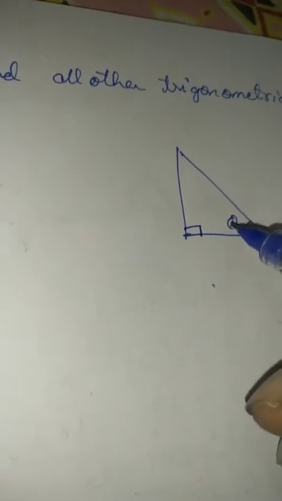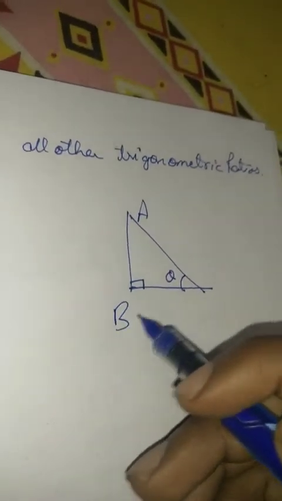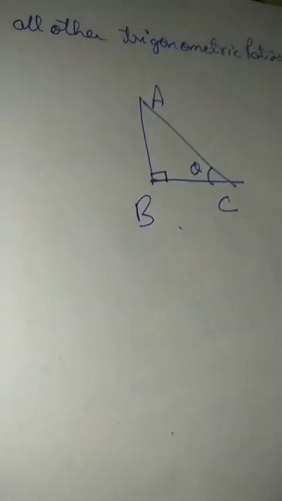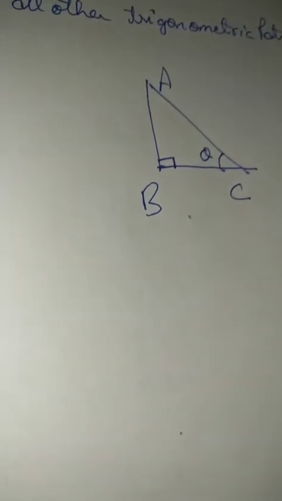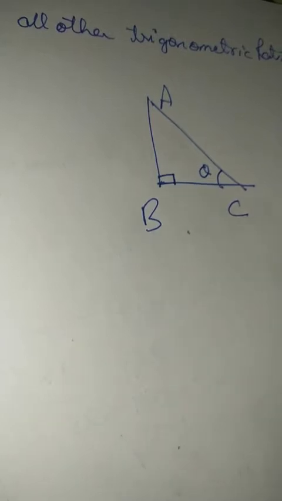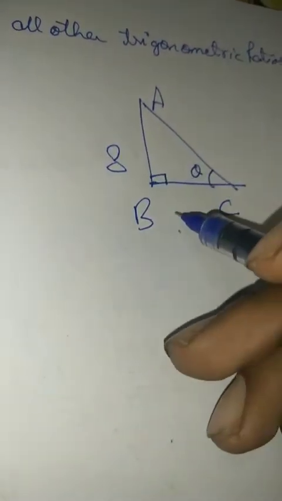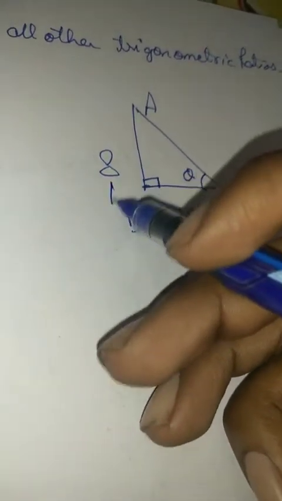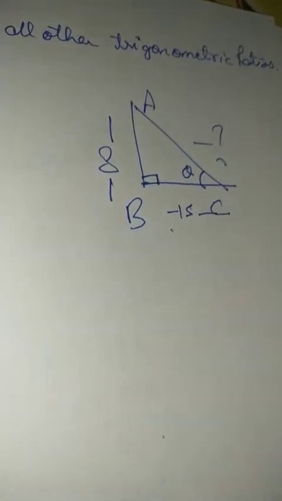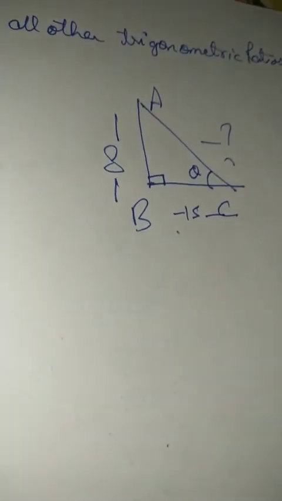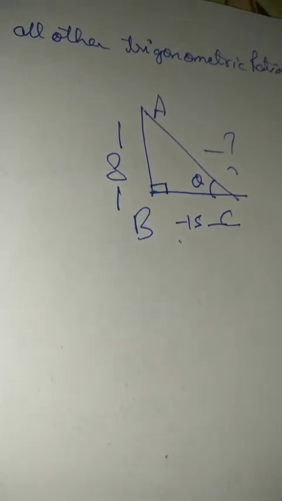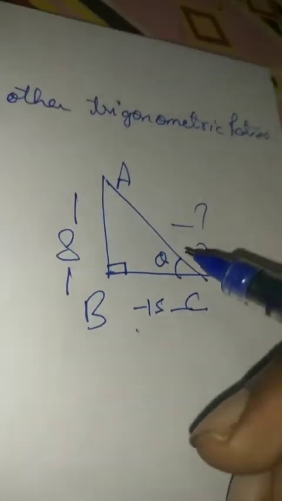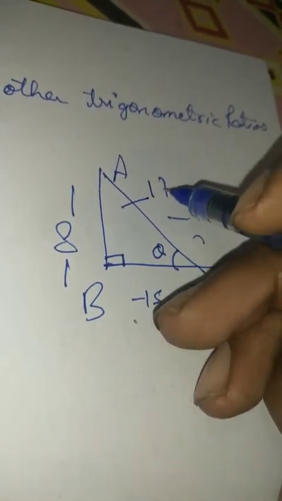Draw any rough right angle triangle. Take this angle to be theta, and this one 90. You can also label this triangle as A, B, C. Now tan theta means perpendicular upon base, so it will be 8 and 15. Now using the Pythagoras theorem, calculate AC. After calculating, you must have seen that the hypotenuse is coming out to be 17 units.